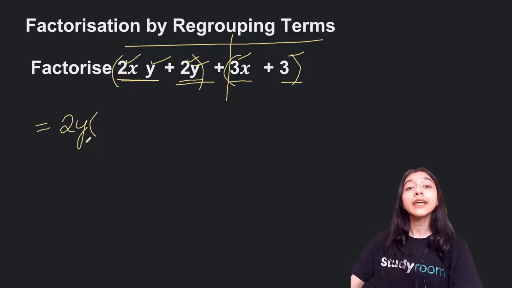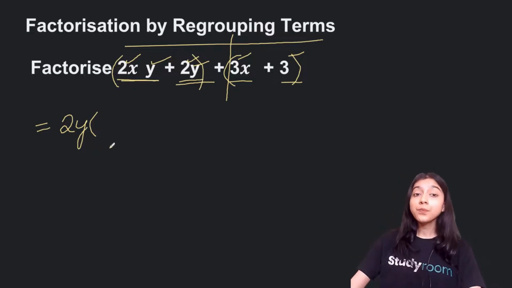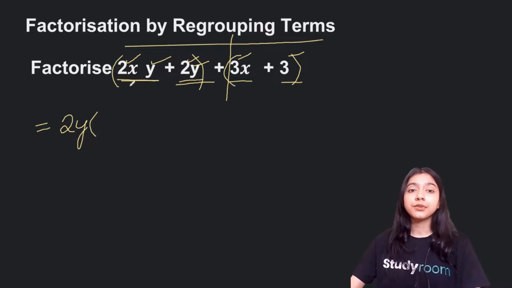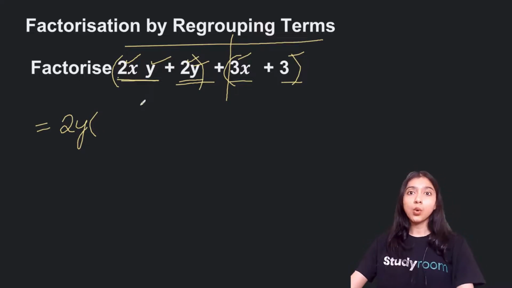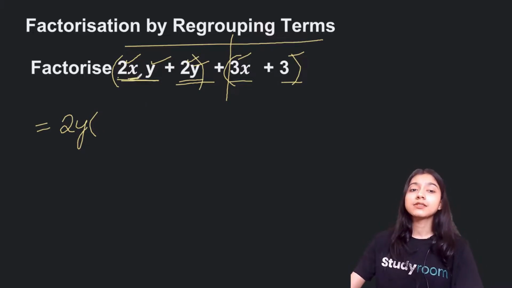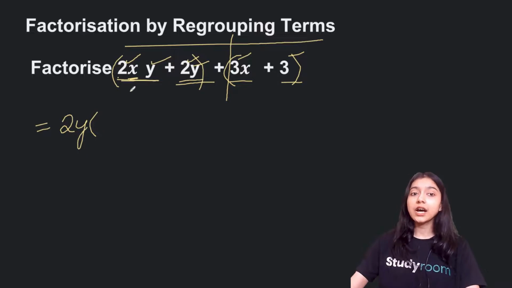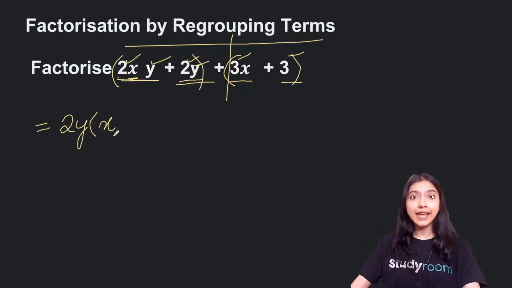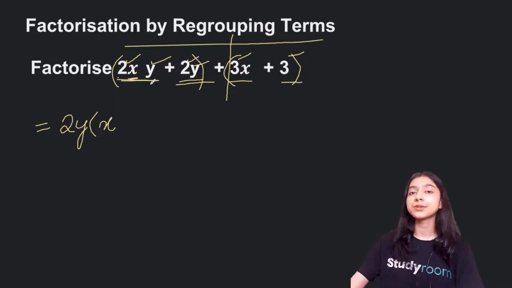So we took 2y outside as a common factor. Now, in order to make the first term, we have taken 2y common. What is left? We are left with x. So the factor that has been left with us will be taken within the bracket. So that when we multiply 2y with x, it gives us the first term, that is 2xy.